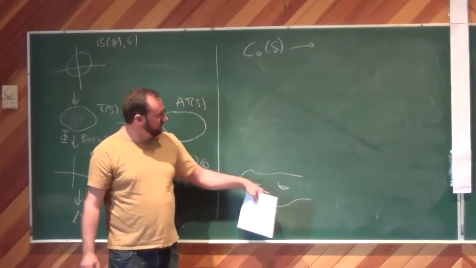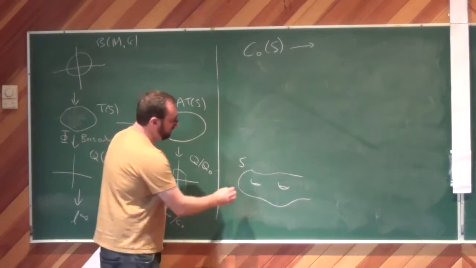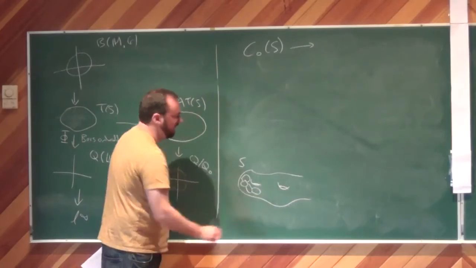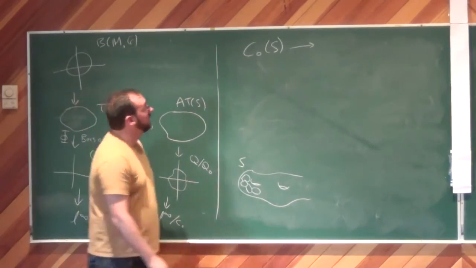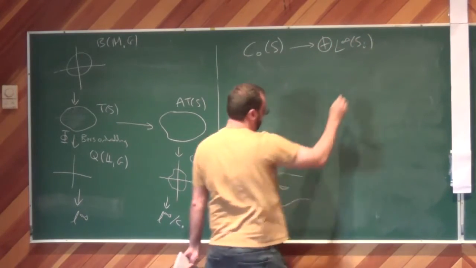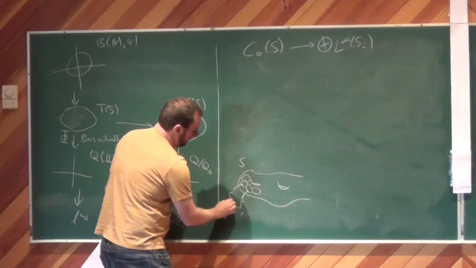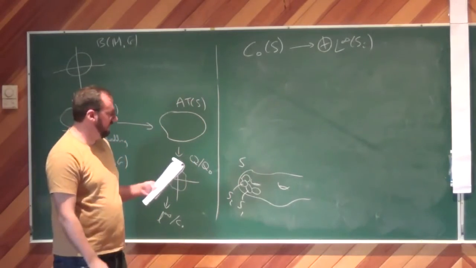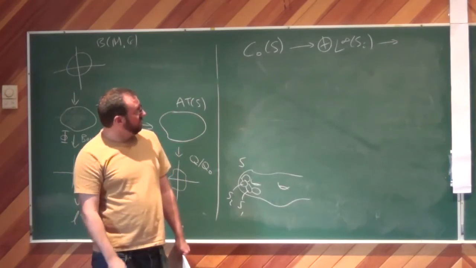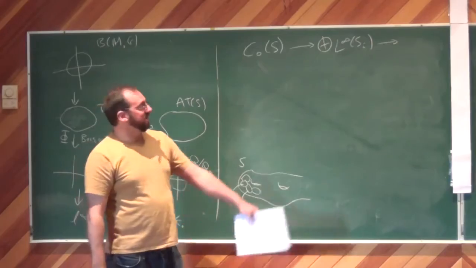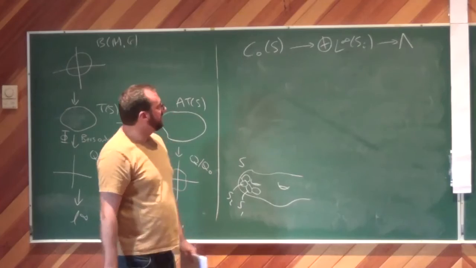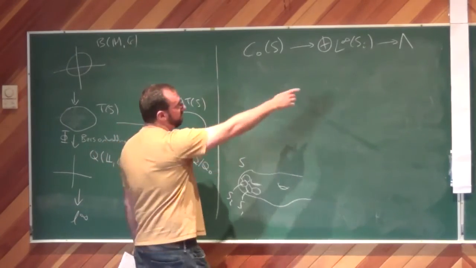is break up your surface S into lots of little, relatively compact, let's say simply connected regions. And we want to make sure there are countably many of them. So we break this up into lots of little regions that look a little bit like that. Then what we want to do is construct a certain map that goes from here to some space lambda. What is this map that we're going to choose here?